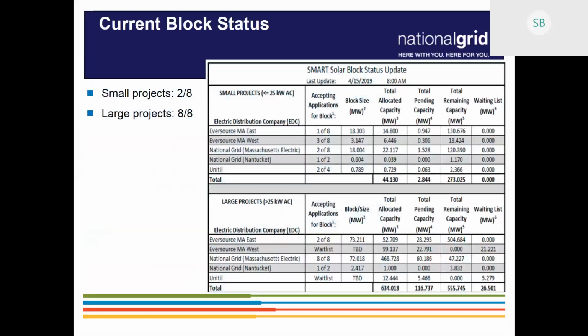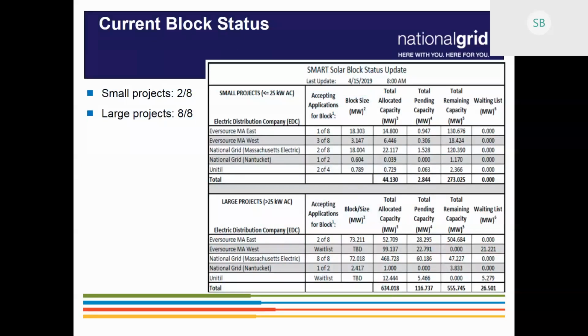So this is the current block status. You can find this, it's updated generally daily on our Clear Results website, which is masmartsolar.com. This is the National Grid numbers just for you here. This was from April 15th. For the small projects, which are generally the residential or anything below 25 kW, we're in block 2 of 8.